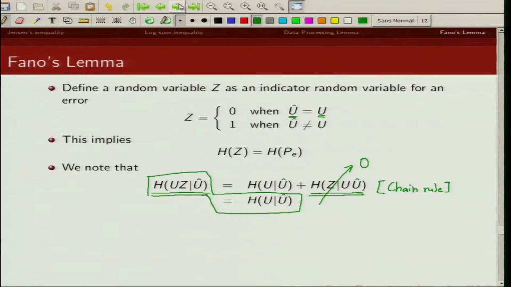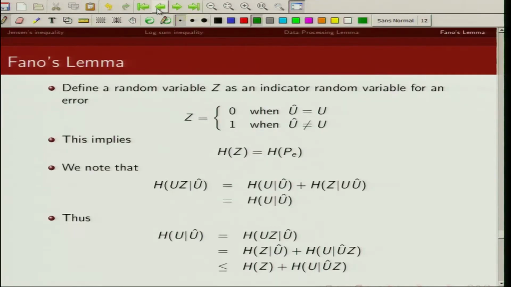Then I can write this term is equal to this. Now the same thing I am writing, so this expression I get from here. Again I apply the chain rule. So uncertainty in u z given u hat can be written as uncertainty in z given u hat plus uncertainty in u given u hat z.